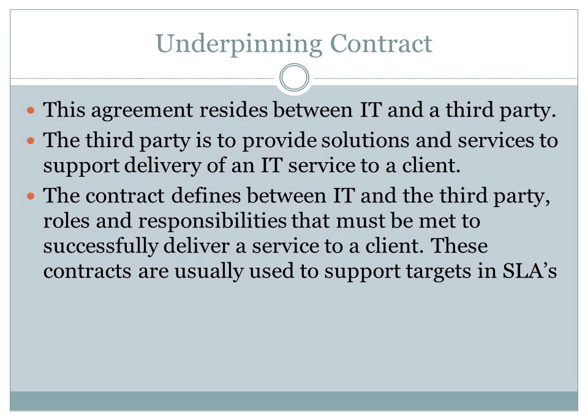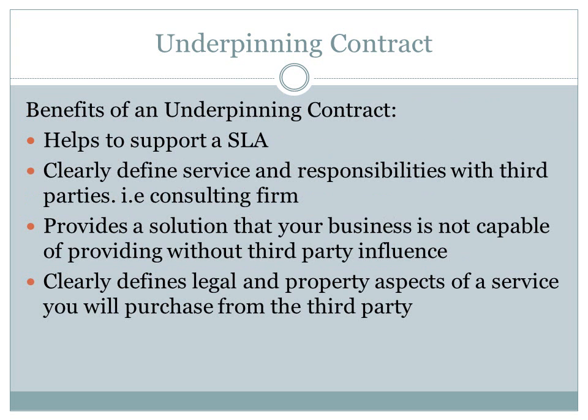The next process is an underpinning contract. This agreement resides between IT and a third party. The third party is to provide solutions and services to support delivery of an IT service to a client. The contract defines between IT and third party roles and responsibilities that must be met to successfully deliver a service to a client. These contracts are usually used to support targets in SLAs. So you can see how ITIL links processes together to be successful.